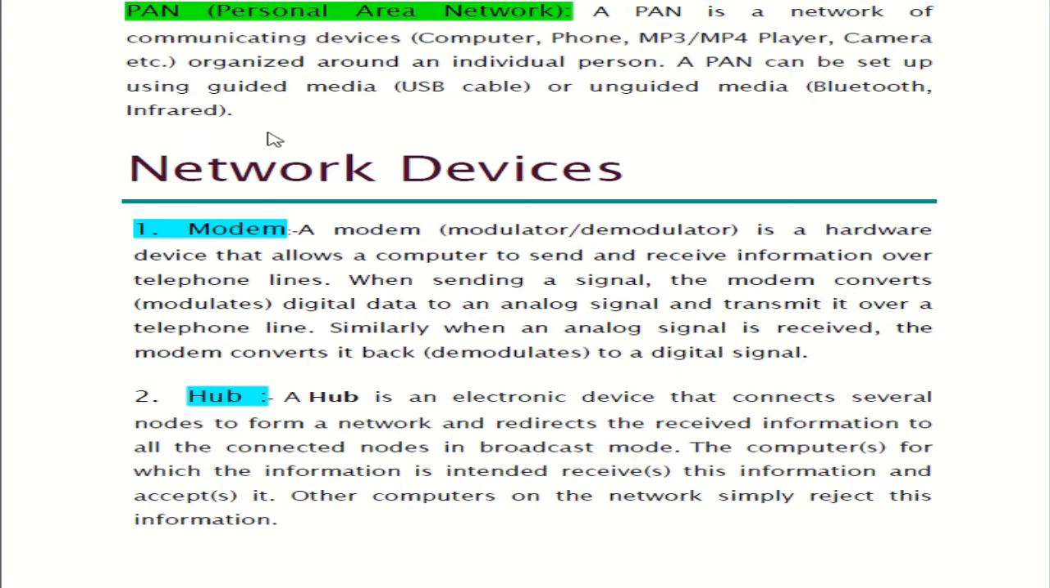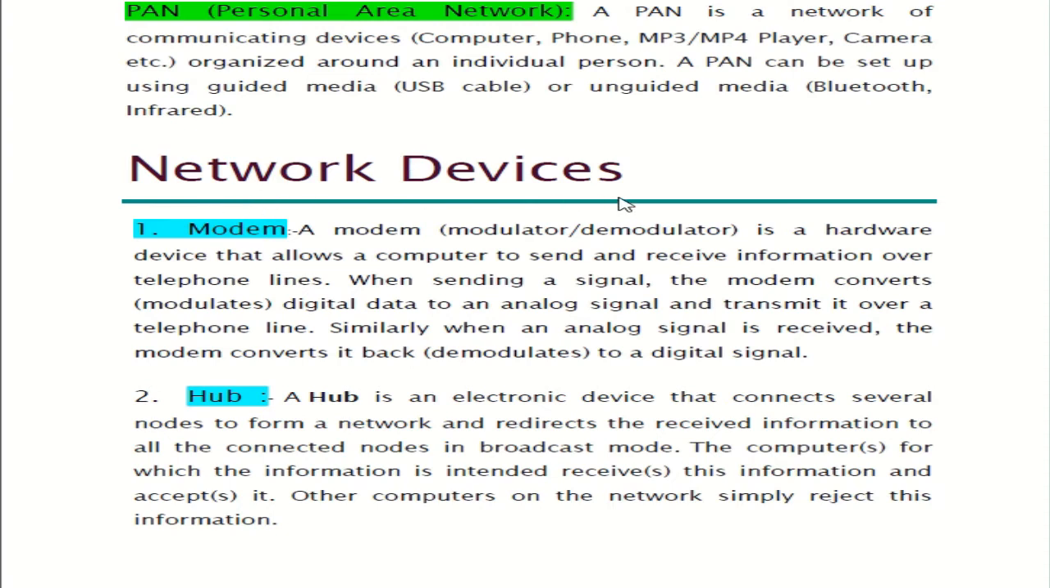By that you could set up your network as a PAN. So you should know what guided and unguided media are. Guided media is the wired connection like USB, and unguided media means the wireless connection, which could be Bluetooth or infrared.